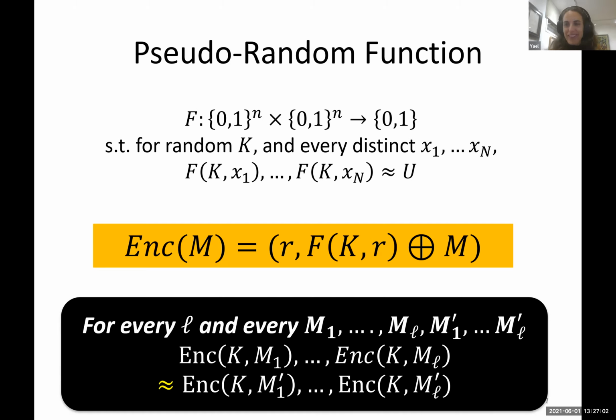So it's very important that even though the same message is encrypted twice, it looks completely random. This is for every element of ML, not necessarily distinct. If all are the same here and all are different here, the distribution should look the same. And that's why you have to have randomness unless you're stateful somehow, like you keep state of how many messages you encrypted so far. But if you just use this kind of mechanism, this syntax, then you have to have randomness.